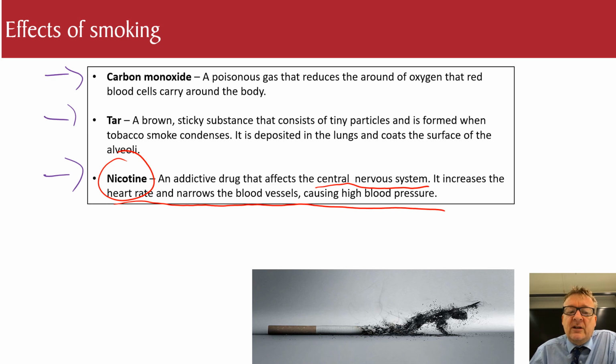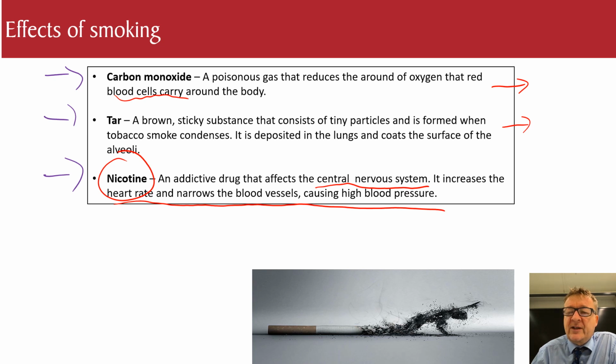Now, there are probably tens of thousands of other different substances within a cigarette, and I will mention a few of those later. But 2 of the main bad ones are carbon monoxide, which is a gas that's often called the silent killer because it affects the red blood cells. And the second one on here is tar.